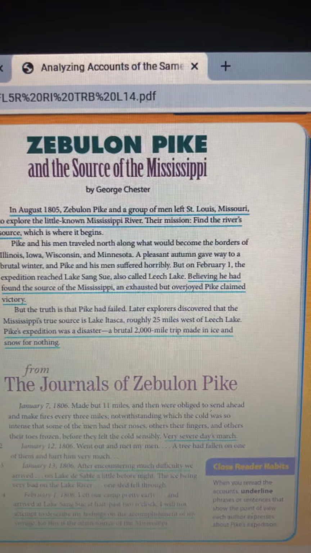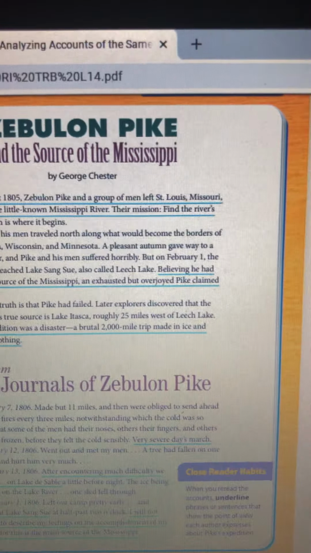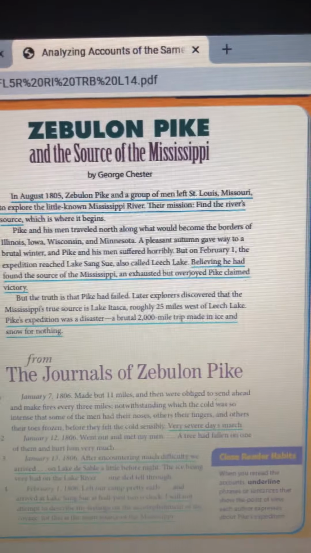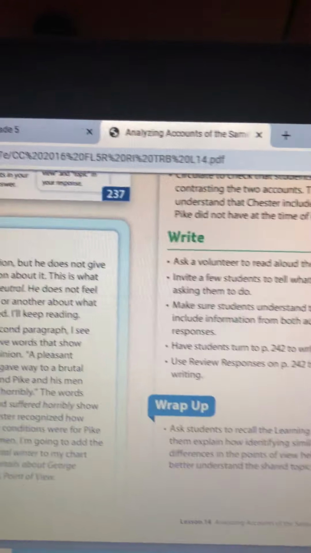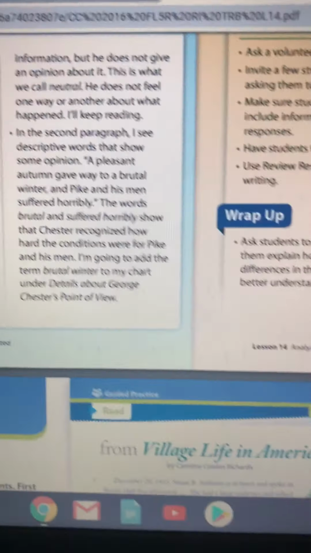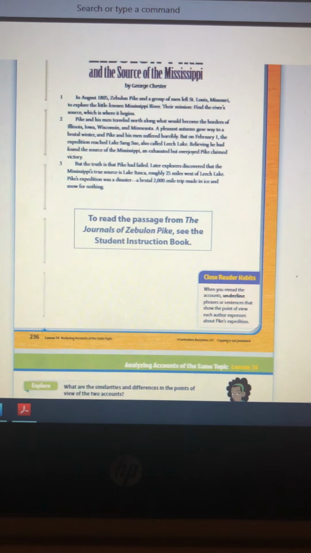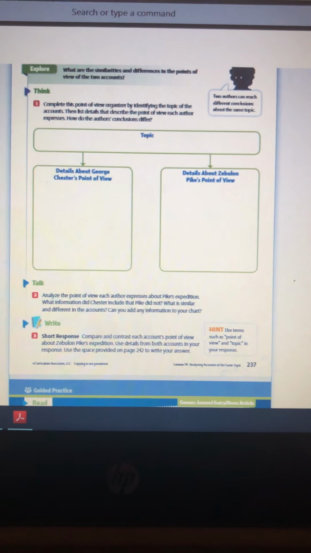So that's how you do the reading with the closed reader habits. Then you will scroll down. You can scroll down to look at the questions. Mine looks a little bit different. Again. So let me use that one. On here, so I just did this one. Now we have questions to answer. You're going to use what we underlined.